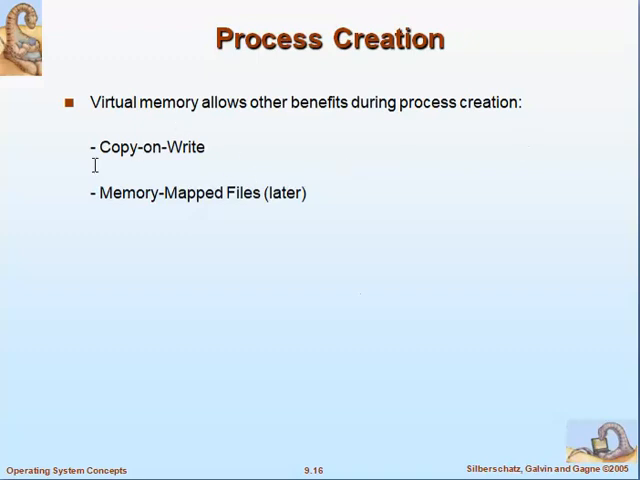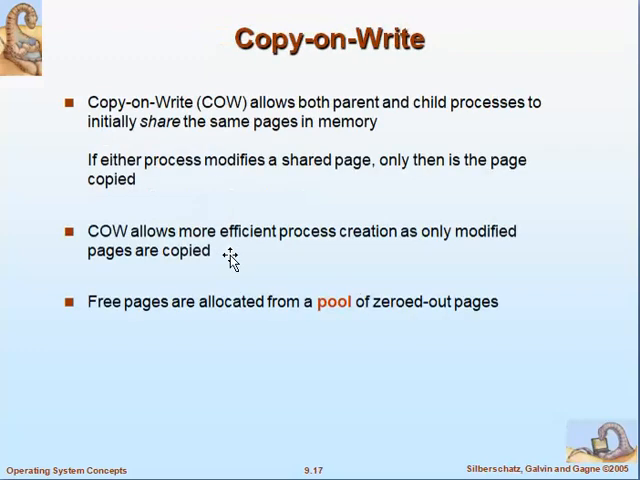So we'll look into copy on write and memory mapped files. Copy on write: when a process is created, we know the system call fork. The fork is used to create the child process. Whenever the child process is created, it will share the address space of the parent. Copy on write allows both parent and child process to initially share the same pages in memory.